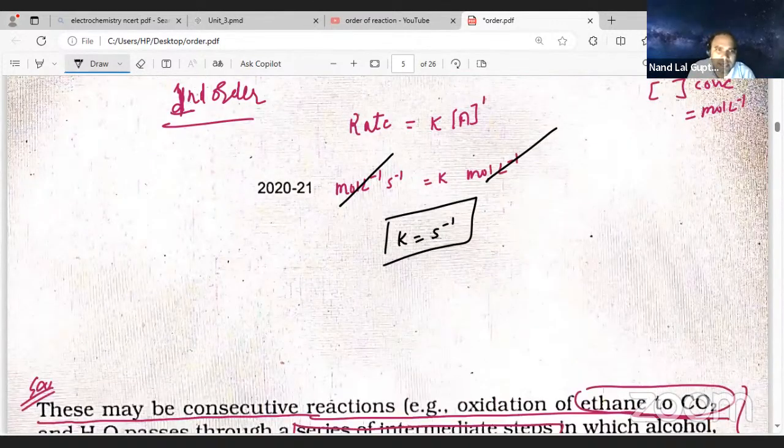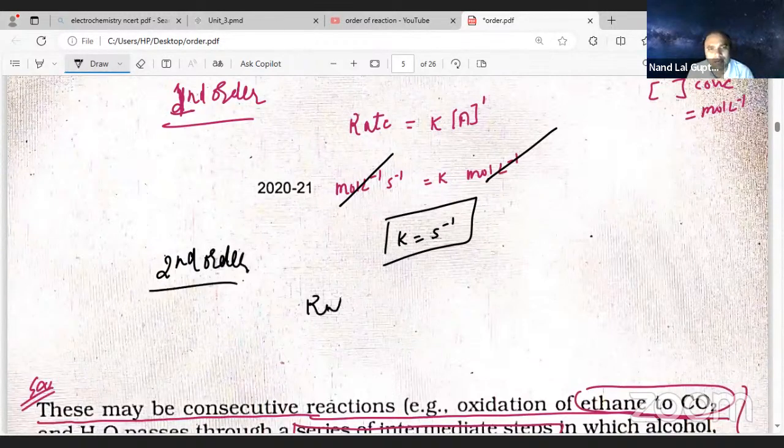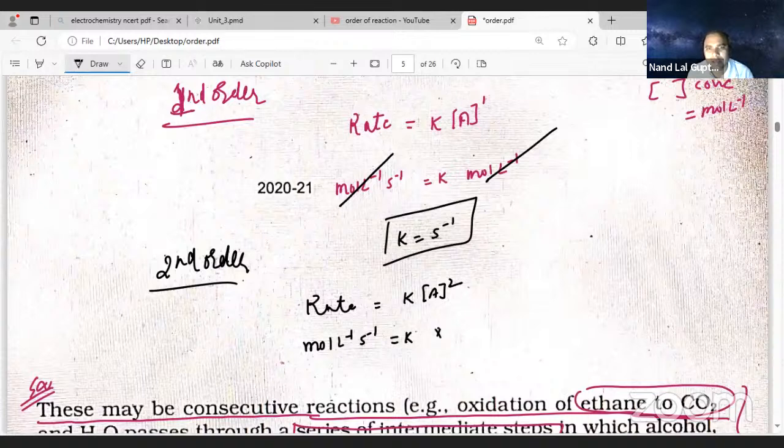Now, this is the second order. We are going for the second order. So rate is equal to K A to the power 2. We can write mole per liter per second is equal to K, and here will be mole per liter, again mole per liter.